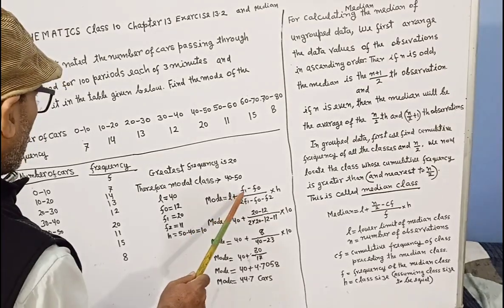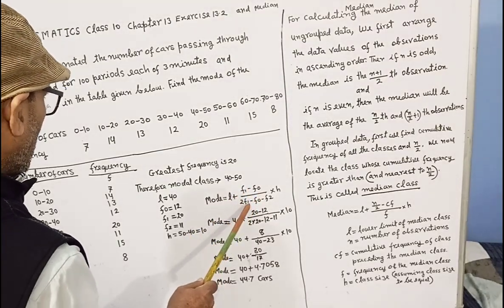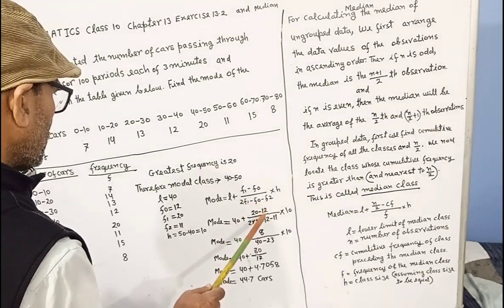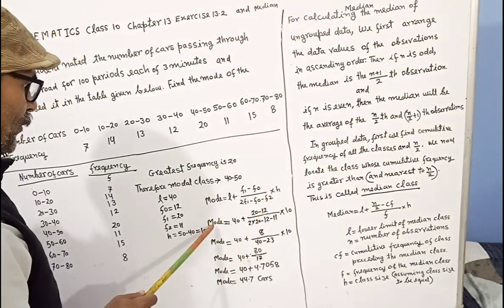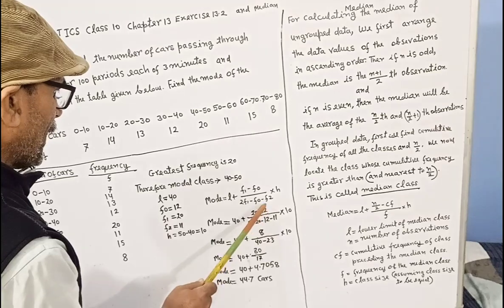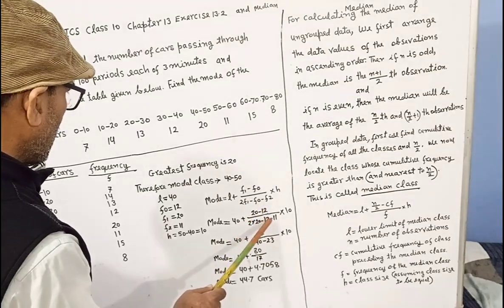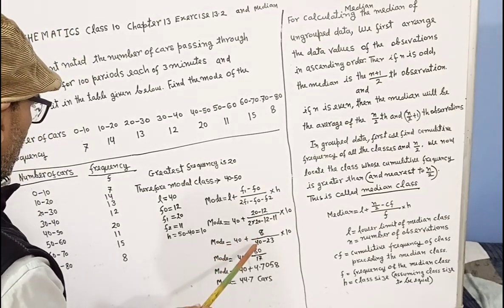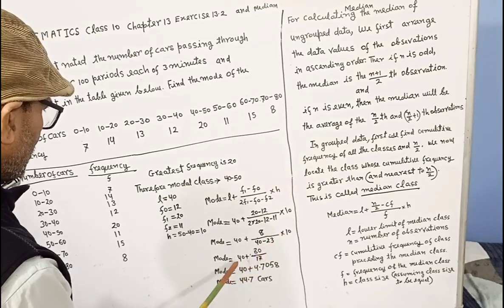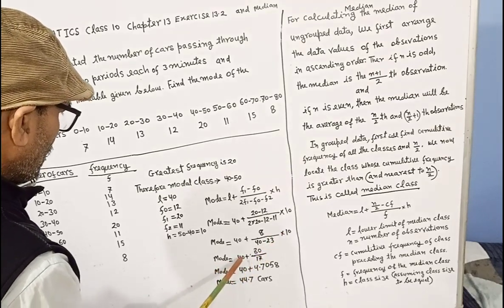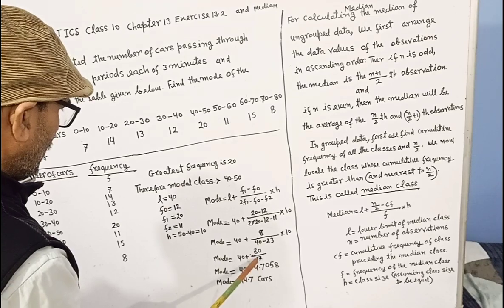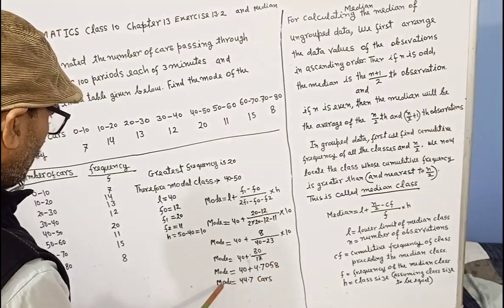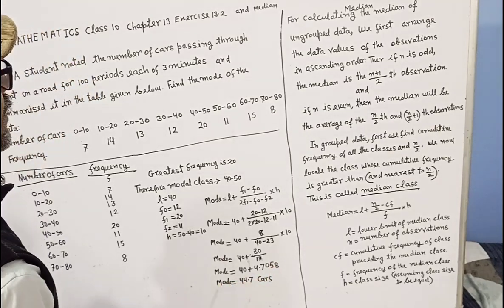Mode is equal to L plus F1 minus F0 upon 2 F1 minus F0 minus F2 into H. Mode is equal to 40 plus 20 minus 12 upon 2 into 20 minus 12 minus 11 into 10. Mode is equal to 40 plus 8 by 40 minus 23 into 10. That is, mode is equal to 40 plus 80 by 17 equal to 40 plus 4.7058. Mode is equal to 44.7 cars.